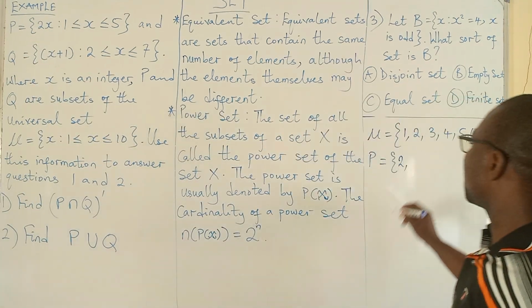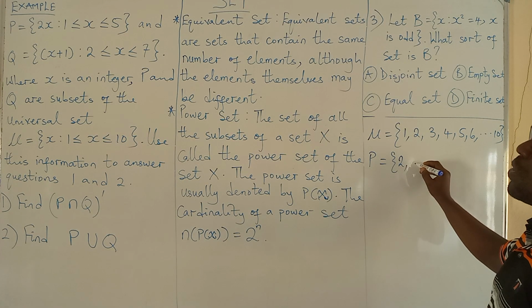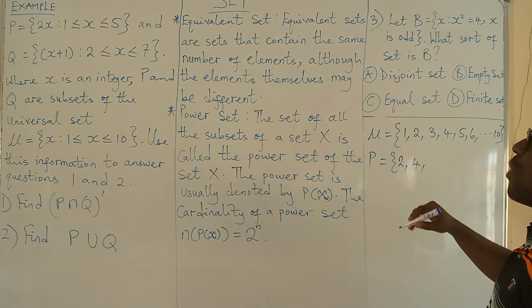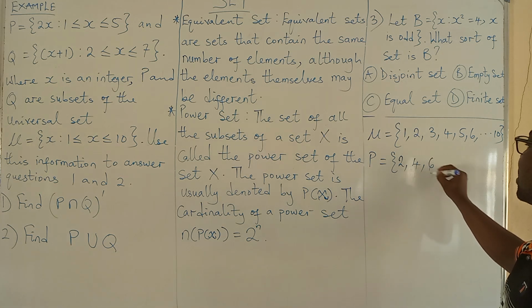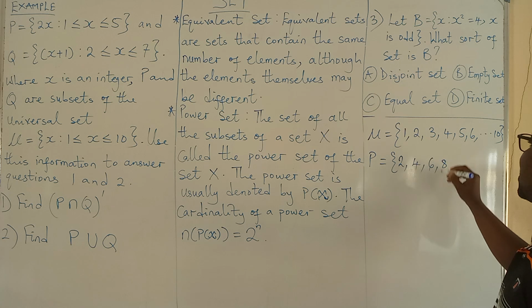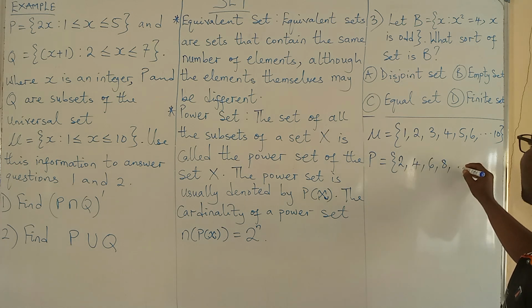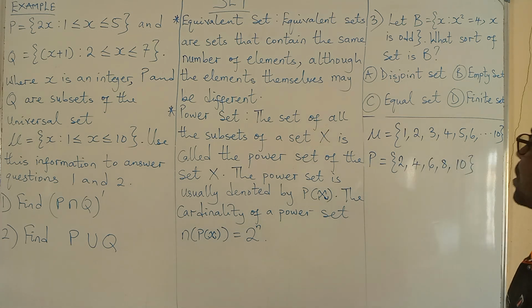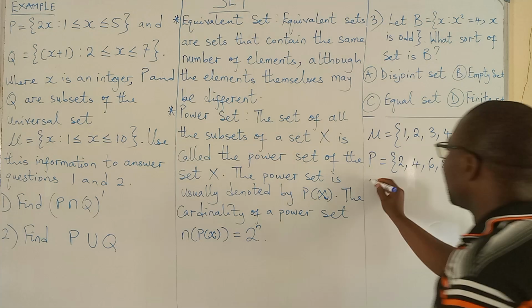When x is 2, that will be 2 times 2, which is 4. When x is 3, that will be 6. When x is 4, that will be 8. When x is 5, that will be 10. That's all. And then let's look at Q.